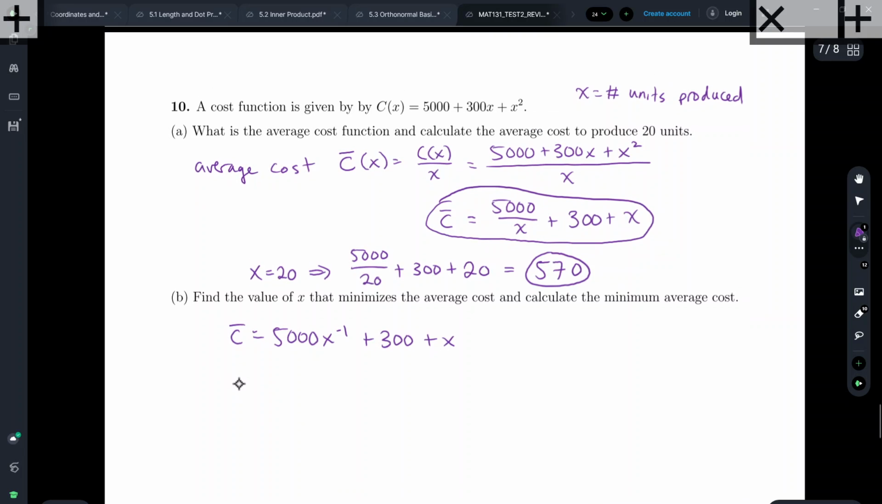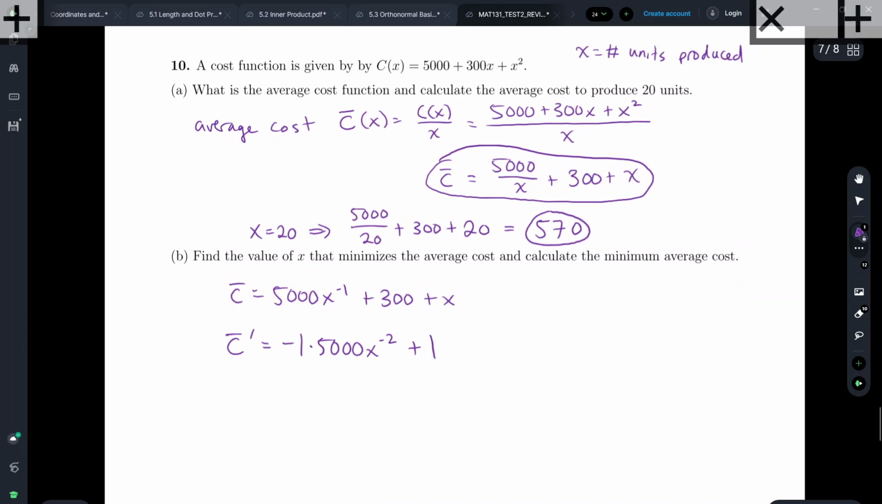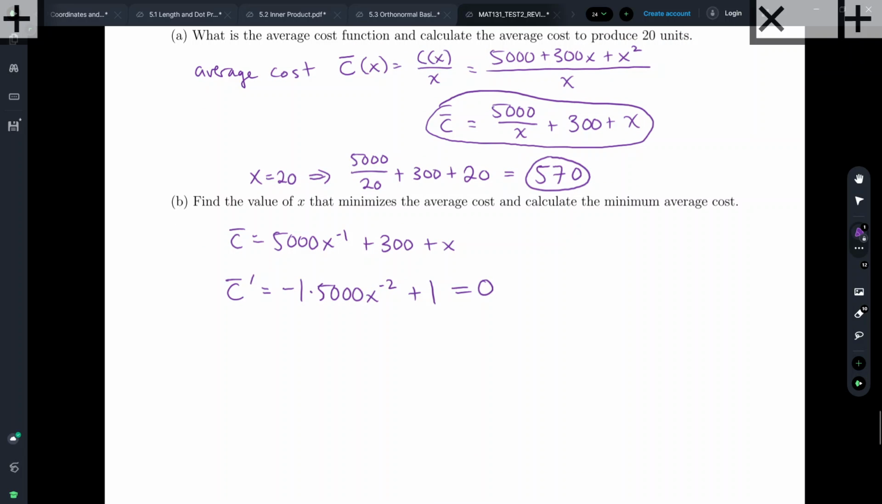So now when I take the derivative, I just apply the power rule, right? So minus 1 times 5,000 x to the minus 2, because you subtract 1 from the power. And then the derivative of a constant is 0, so that term goes away. And then here the derivative of x is just 1, so you get plus 1. And I want to find the critical point, so I set it equal to 0. Okay, so you have minus 5,000 over x squared plus 1 equals 0.